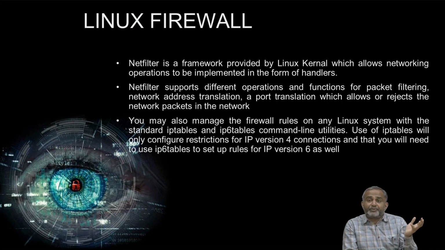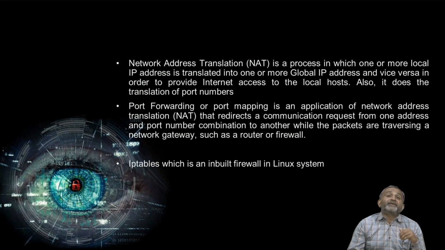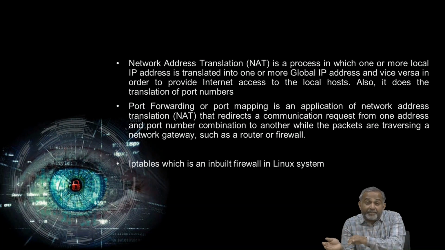iptables is a command line utility. So using iptables, you configure the restrictions for IP version 4. ip6tables provides the feature to configure IP version 6. Now NAT, network address translation, is a process in which the network IP address is translated into one or more global IP addresses. One or more local IP addresses are translated into one or more global IPs, and vice versa.